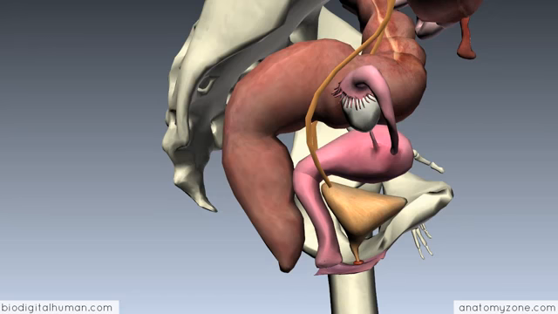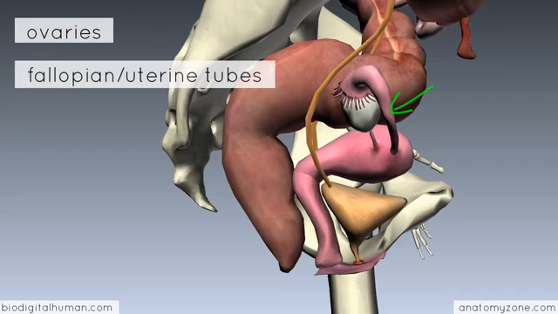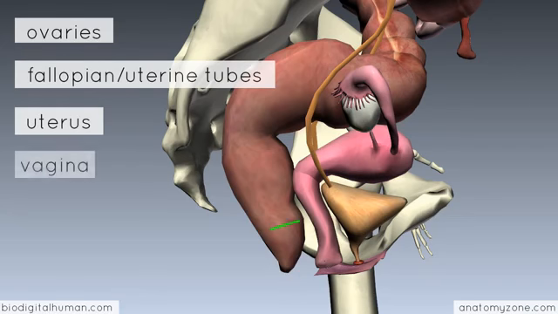The main parts that I'm going to talk about are the ovaries, which are the primary female sex organ, and then you've got the fallopian tubes, or the uterine tubes as they're also known, which connect to the uterus, which is this muscular sac, which is where the embryo develops into a fetus, which develops into a baby. And then you've got the vagina, which opens up in the perineum.